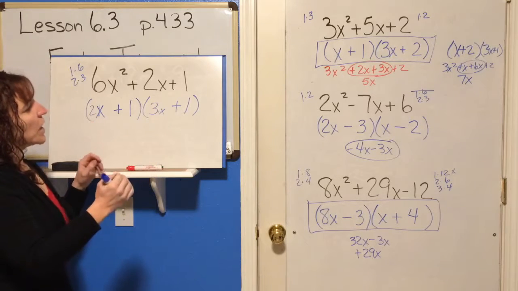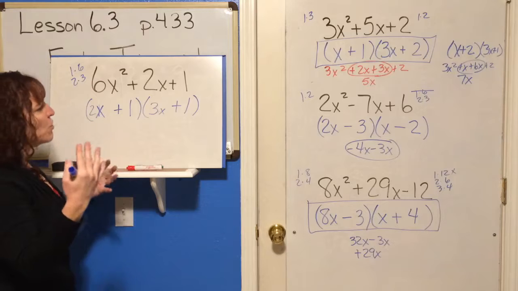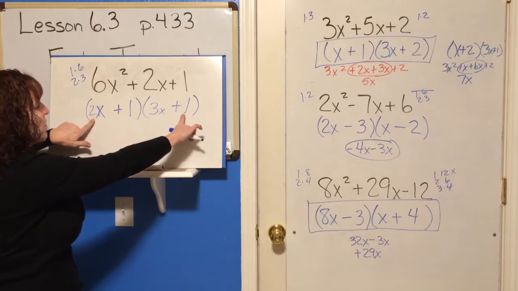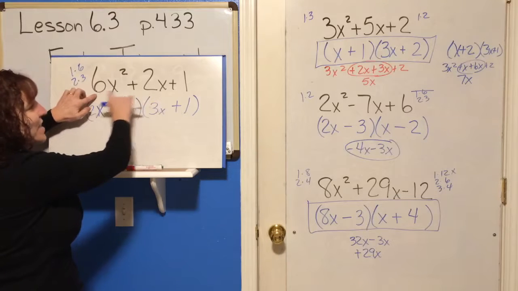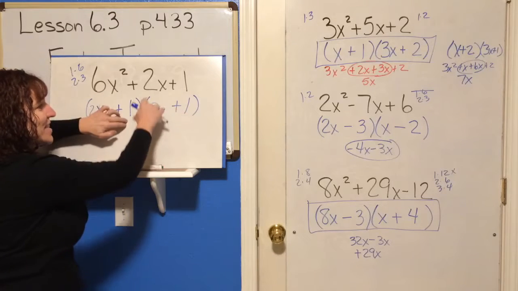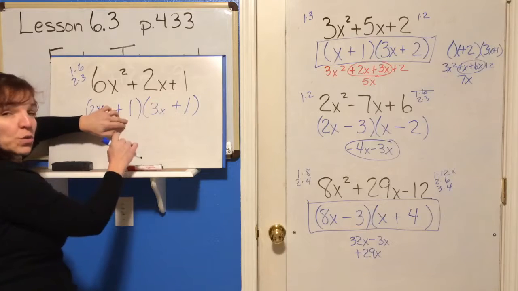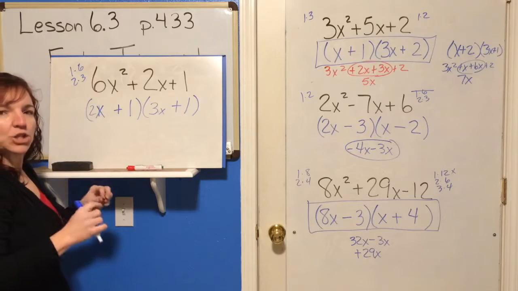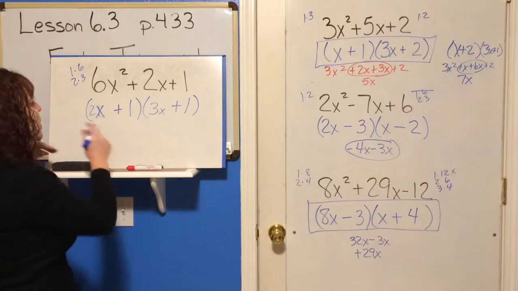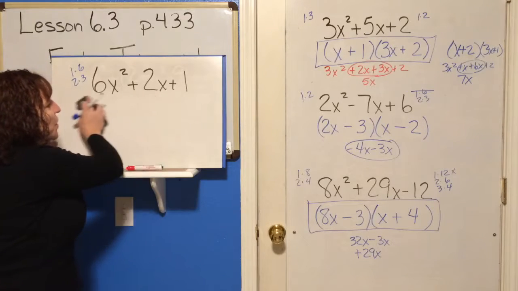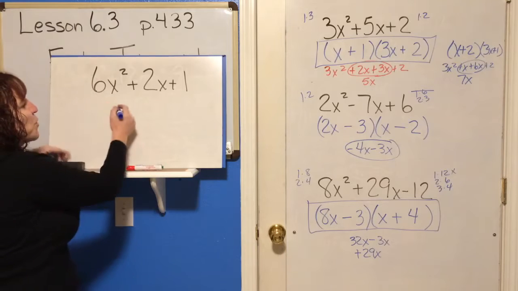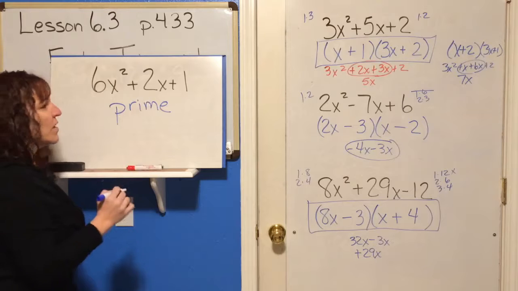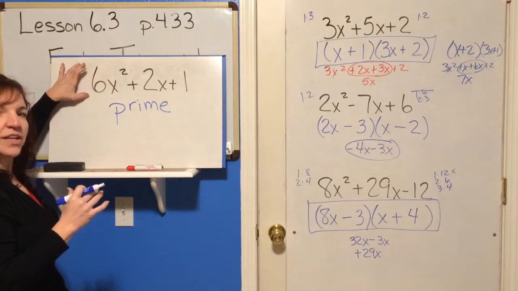If you come up with a problem that has no solution, there is literally no way you can multiply together to get 6 and 1 and then add the outsides together and the insides together and get 2. There's no combination that will work. If you have tried every single combination and none of those combinations work, then what that means is this trinomial is prime. This trinomial will not factor and it is prime.